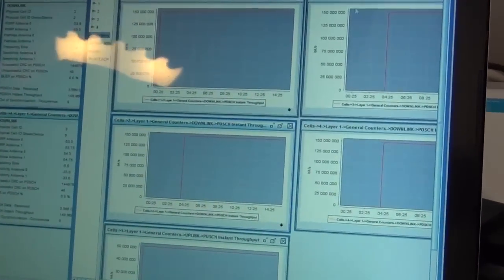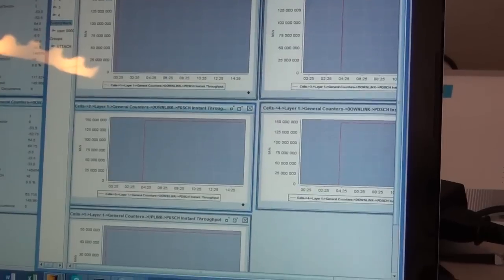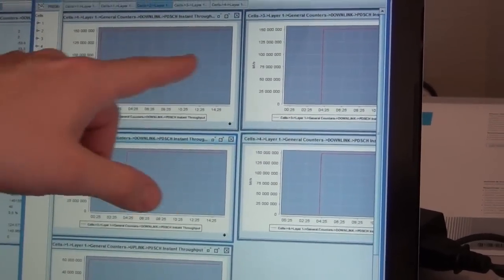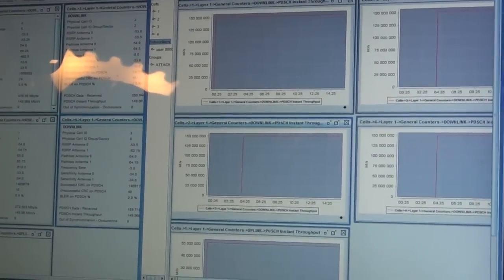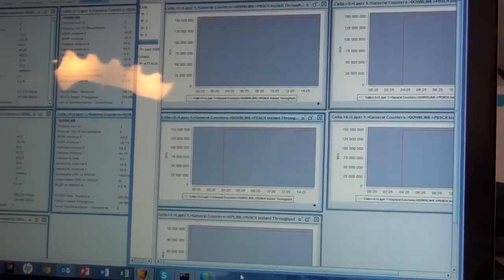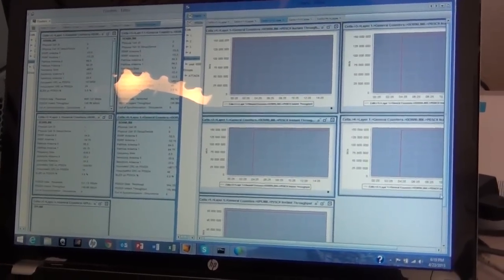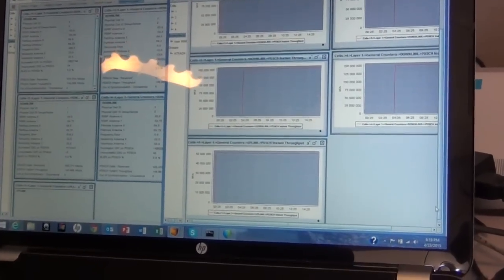We can see the graphs about the throughput, the physical layer throughput, and we can see the four different carriers that are running at 150 megabits per second, which means in total we have 600 megabits. And the uplink, let's have a look at the uplink, it's 50 megabits per second.